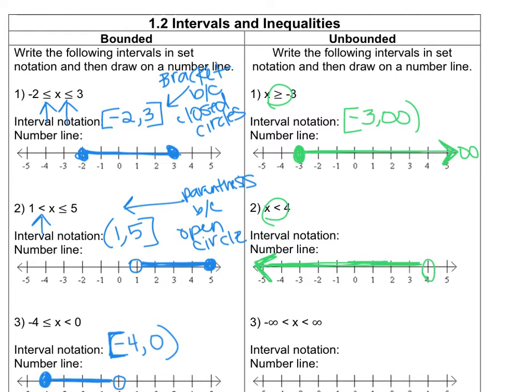Anytime you have a less than on an unbounded, you actually need to start at negative infinity, because we're always writing these from least to greatest. So any negative number is going to be less than positive 4. So this would be from negative infinity to positive 4, and both would have parentheses around them.